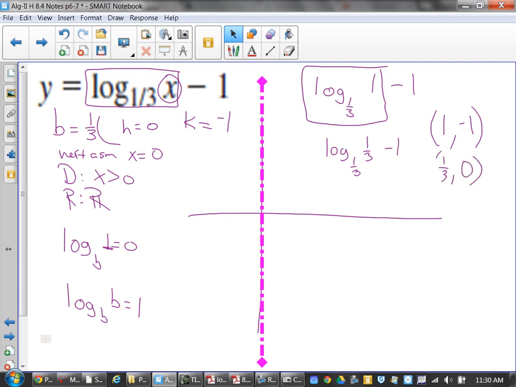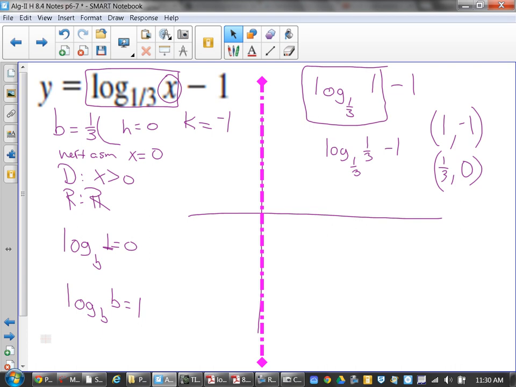Very good. That's exactly right. Now I need to write this the other way. Listen to what's going on. What you're doing is you're simplifying the log portion first. You want to make the log portion equal to 0. You want to make the log portion equal to 1.